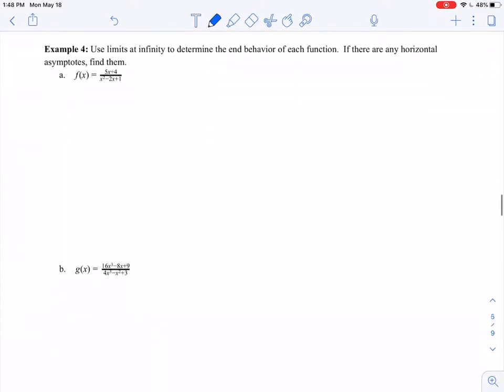So here in example 4, it says use limits at infinity to determine the end behavior of each function. If there are any horizontal asymptotes, find them. So let's look at part A here. Let's say I wanted to start by looking at the limit as x approaches positive infinity of 5x plus 4 divided by x squared minus 2x plus 1.